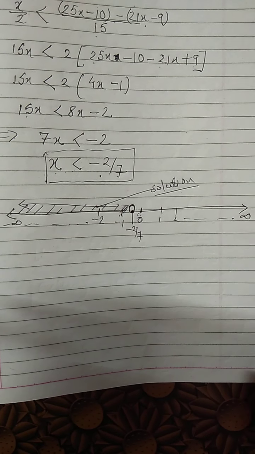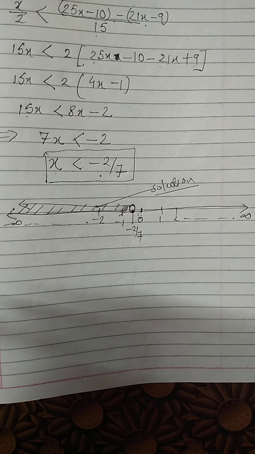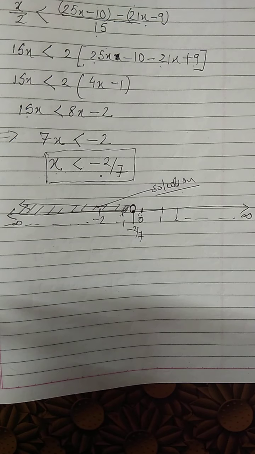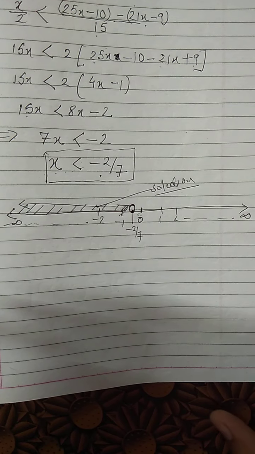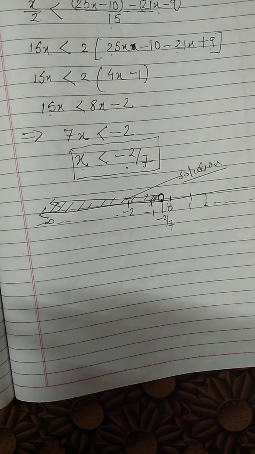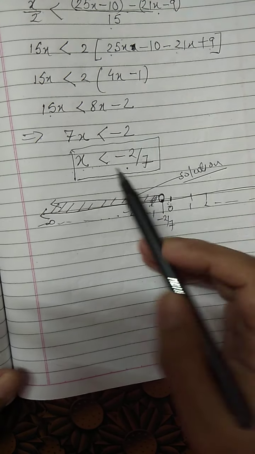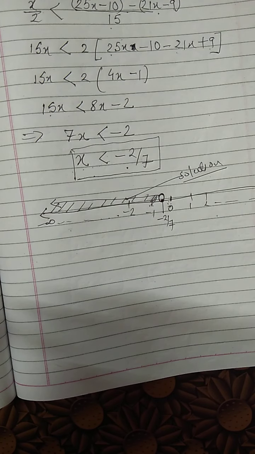So this is how we will do our sums. Okay, exercise 6.1, sum numbers 17, 18, 19 and 20. In these 4 sums we have to show our solution on the real number line. That means graphical representation of the solution. And till sum number 16, it is simple. You have to just give the answer in the interval form. Sum number 17 to 20, first we are getting our solution and then we are showing the solution on the real number line.